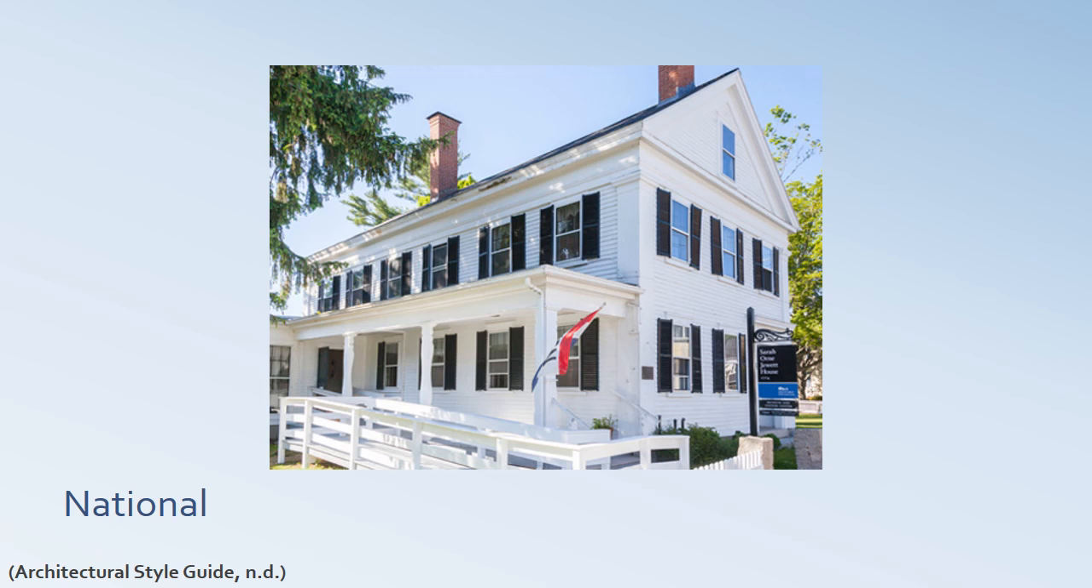The National style of architecture is a universal fashion for public buildings, churches, banks, and town halls, also known as Greek Revival, and it was primarily used from 1825 to 1860.